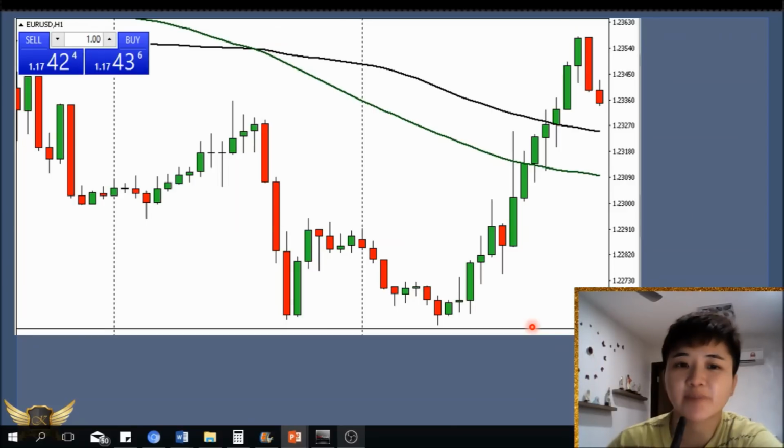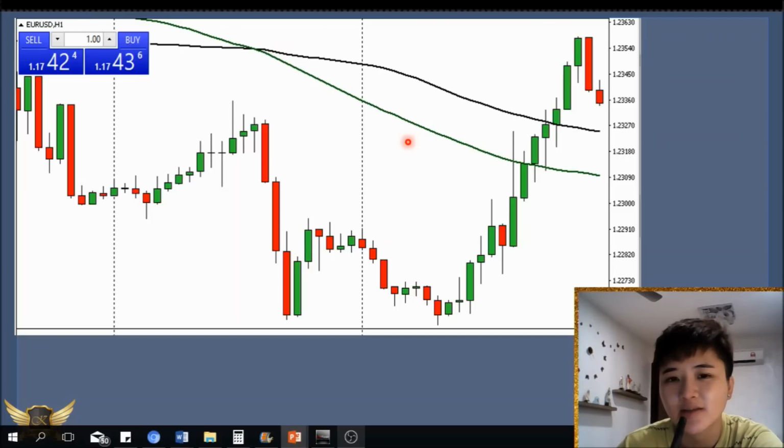So let me give you an example. Can you spot the hammer real quick? Ignore the dojis for now. Spot the hammer right now. Can you see it?